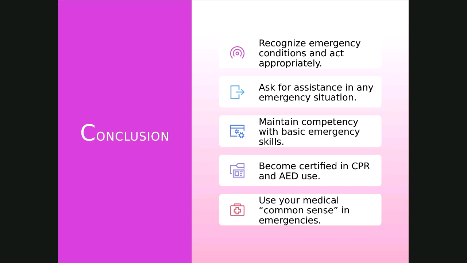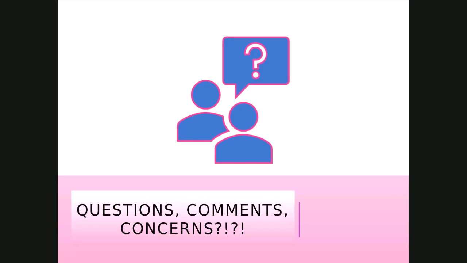In conclusion, you want to attempt to recognize emergency conditions and act appropriately all the time. You want to ask for assistance, meaning call a code, call for help, call for a rapid response, let somebody know what is going on in that emergency. You want to maintain competency with basic skills. You have to be CPR certified and be able to use the AED. You always want to use common sense in an emergency situation.